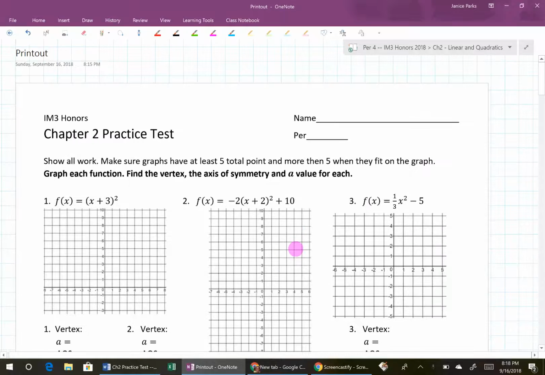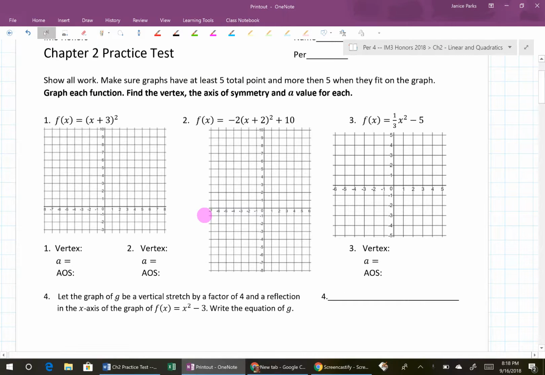Going over the practice tests for Chapter 2, starting with number 1, we need to graph the functions that are already in vertex form. So the first thing we want to do is find the vertex and the a value. For the first one, this is h, and this is k, which is out here where there isn't one. So the vertex will be -3, 0. The a value is the number in front, so the a value is 1.